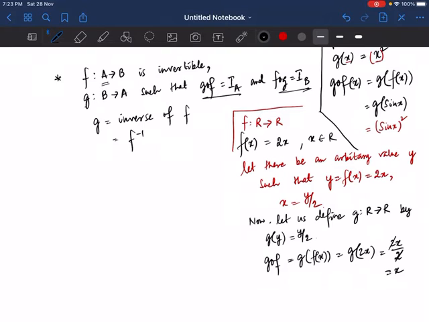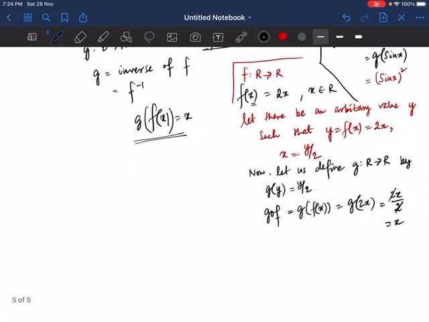So g∘f was I_A, right? So for g∘f you're getting x. So basically x was the identity function of x, right? So basically we are getting the identity function.